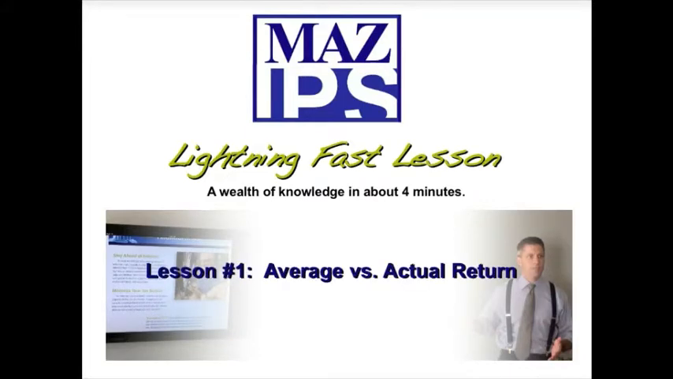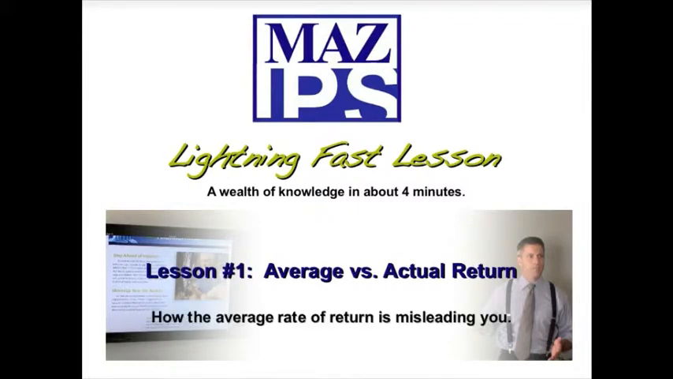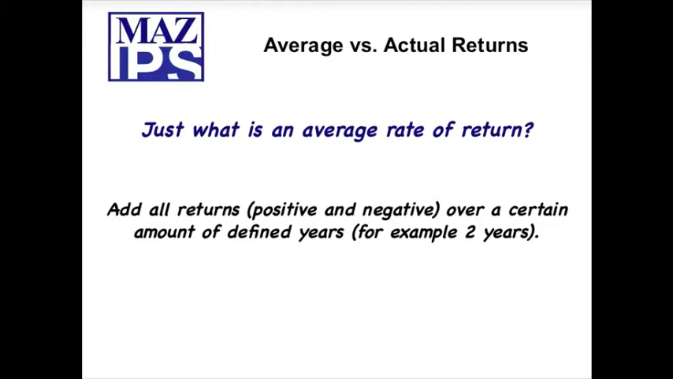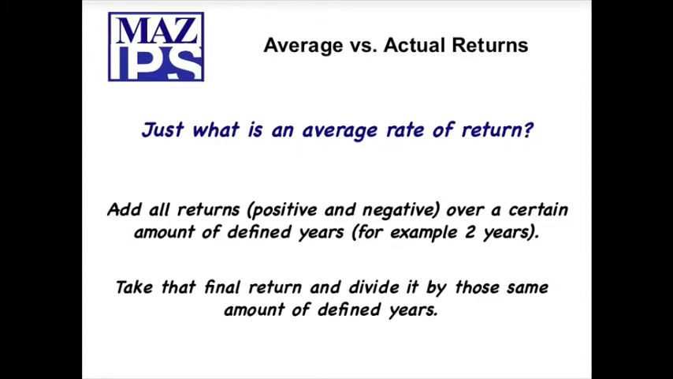Services. This is lesson number 1, average rate of return versus actual rate of return. How the average rate of return is misleading you. So just what is the average rate of return? In a nutshell, to calculate your average rate of return, you simply add all of your annual returns, both positive and negative, over a defined amount of years. Let's say 2 years. You then take that final figure and divide it by that same amount of years. Again, 2 years. This determines the average rate of return.